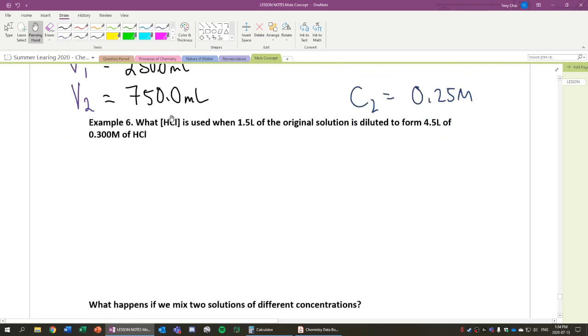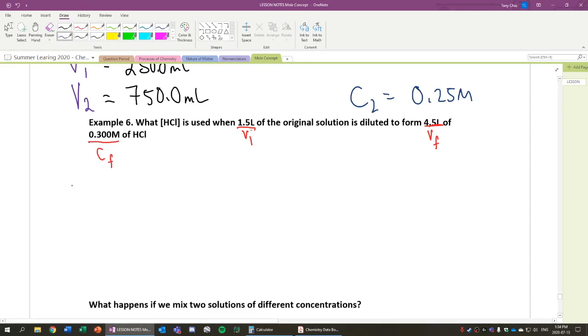What is the concentration of HCl when we have 1.5 liters of original solution and we want to dilute it to 4.5 liters and we want to have our final concentration of 0.3 molarity? Okay, so we have our initial volume, which is V1. We have our final volume, which is Vf, or V2. We have our final concentration because that is what we want to dilute to. So we want to find what the initial concentration is.